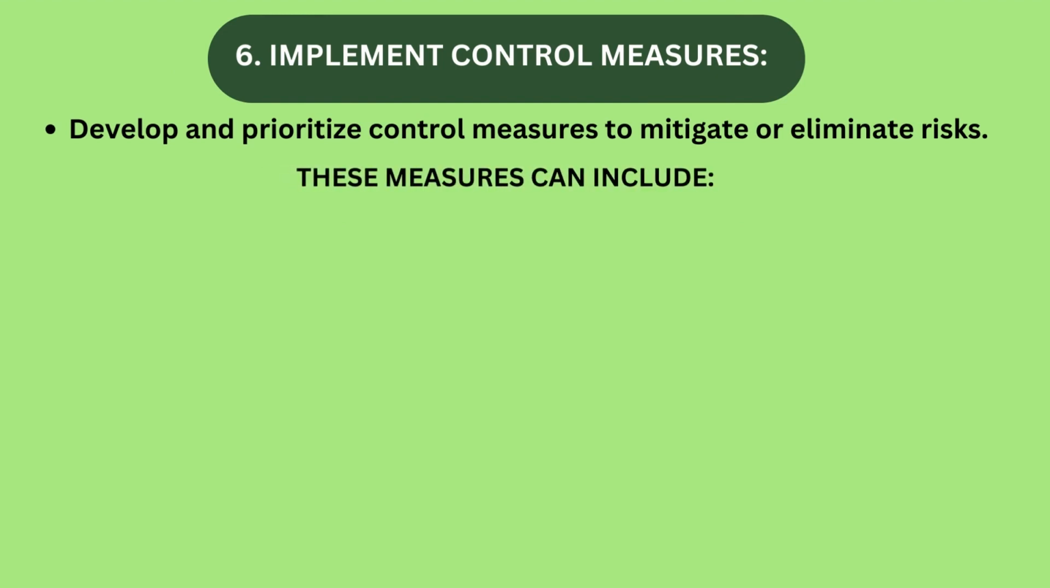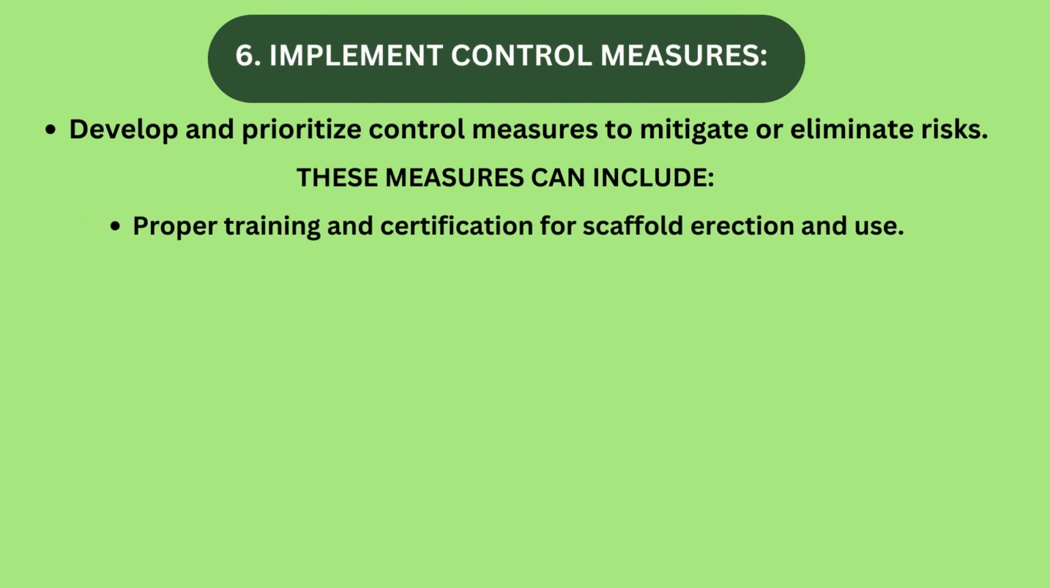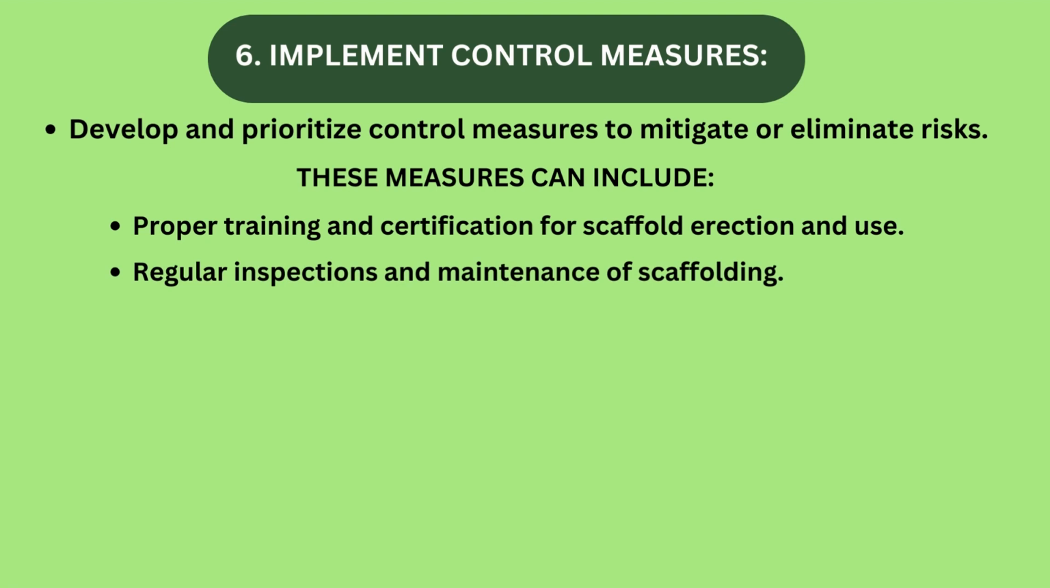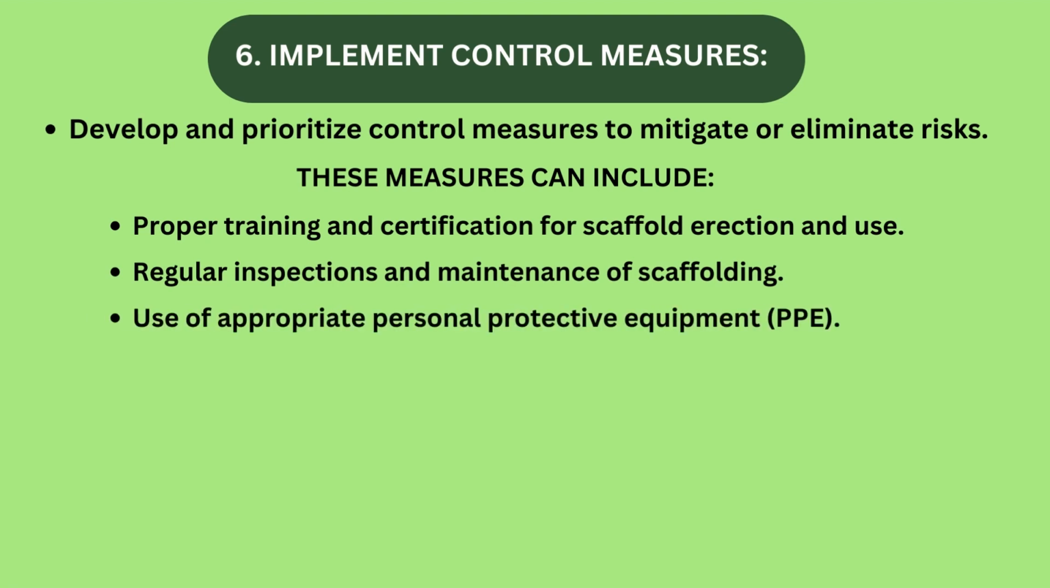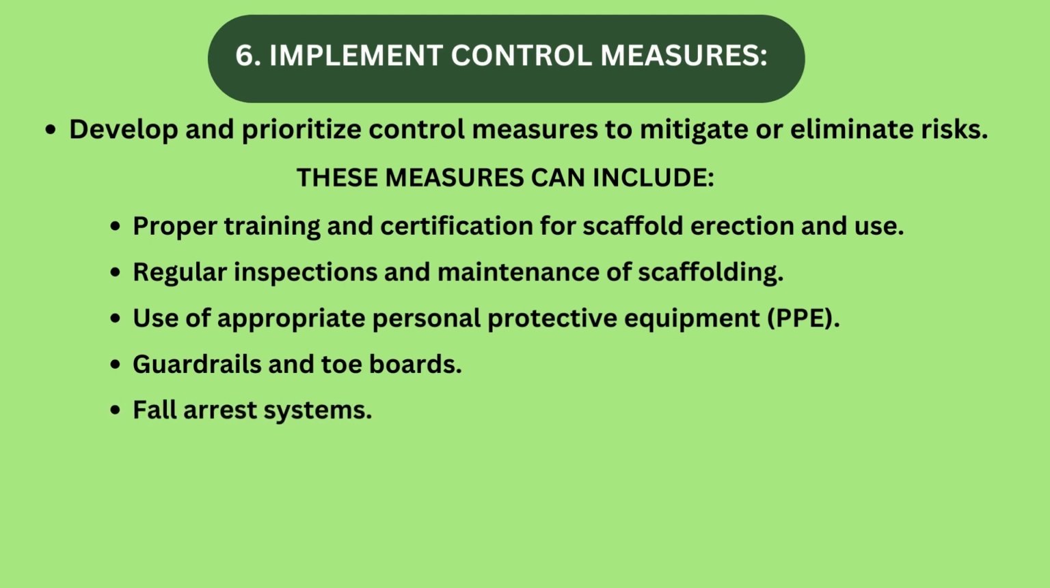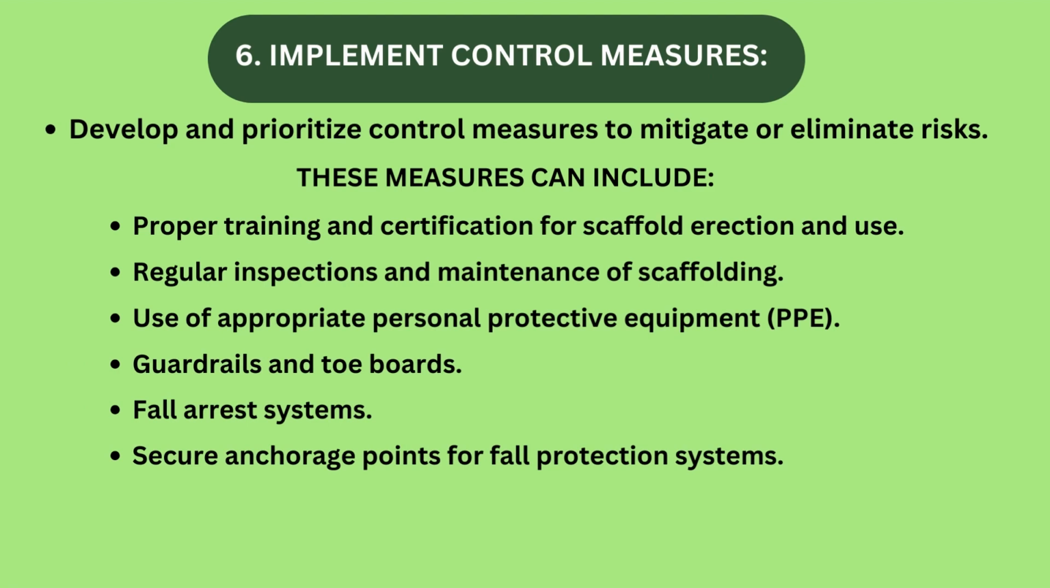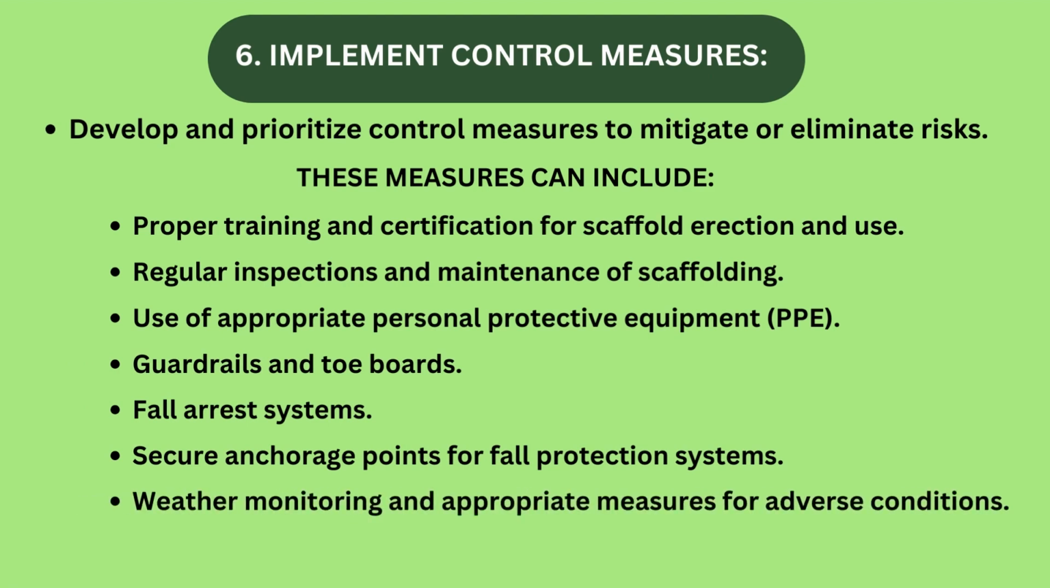These measures can include proper training and certification for scaffold erection and use, regular inspections and maintenance of scaffolding, use of appropriate personal protective equipment, that is called PPE, then guardrails and toe boards, then fall arrest systems. Secure anchorage points for all protection systems. Weather monitoring and appropriate measures for adverse conditions, and safe access and egress.